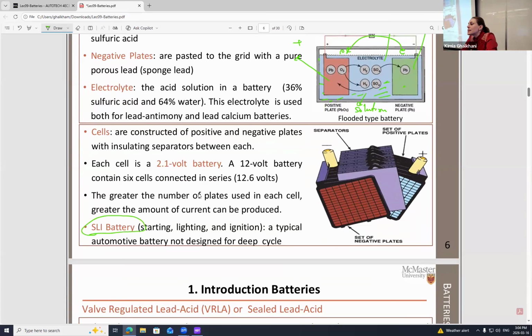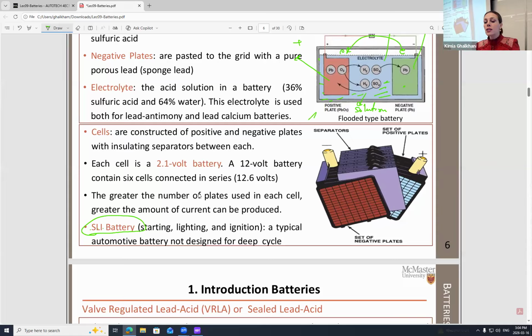SLI battery is the same as lead acid battery. S-L-I stands for starting, lighting, ignition. That's why I say this type of battery is the best option for automotive application. As I said, since the material inside has a quick chemical reaction, the discharge and charge happen faster than in a lithium-ion battery.